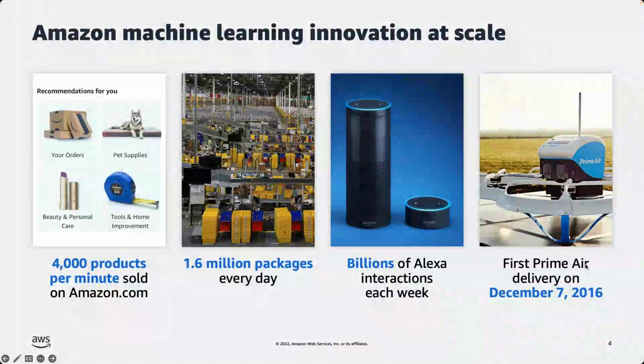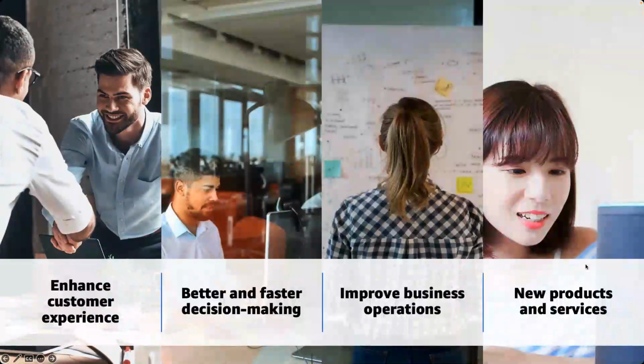But besides Amazon, let's think about where we are seeing AI/ML in the enterprise. We are seeing it in these four categories of use cases: enhancing customer experience, making better and faster decisions, improving business operations, and creating new products and services. Let's dive a bit deeper into these use cases.